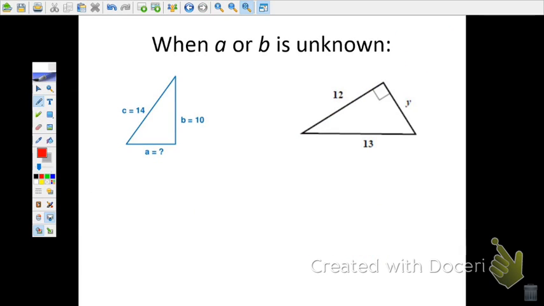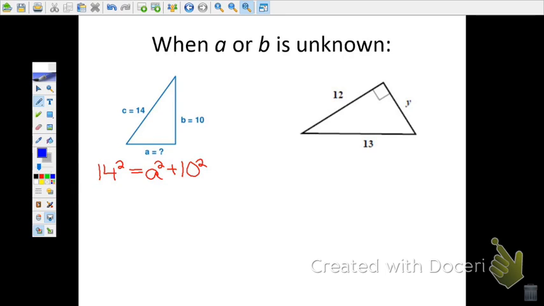In the next two examples, this time I know the hypotenuse. I'm looking for one of the legs. So when I plug that in, C is 14. So 14 squared equals A squared plus 10 squared. So I do the math.